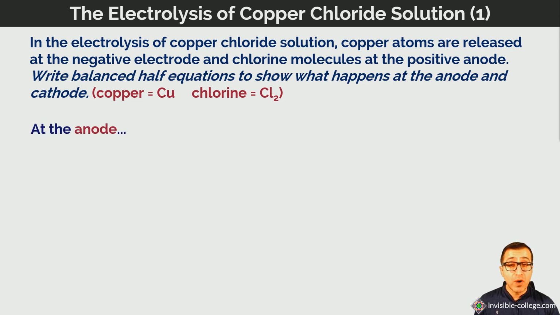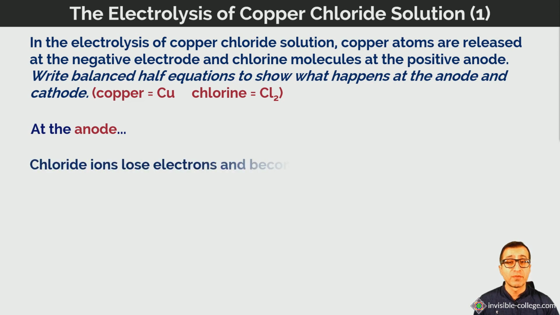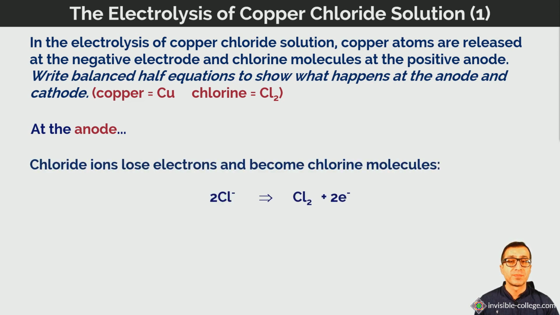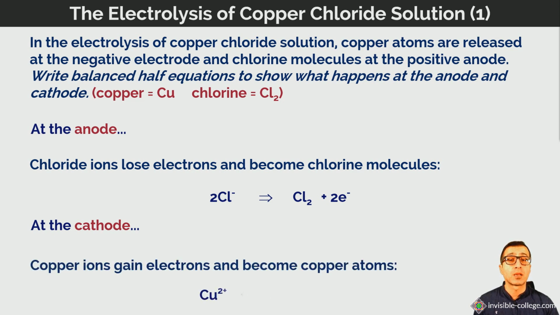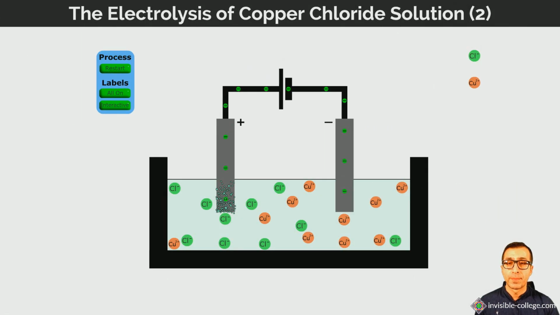So at the anode, the chloride ions lose electrons to become chlorine molecules. So this is something that we've seen before. It simply looks like this. At the cathode, the copper ions in the solution gain electrons and become copper atoms, which are laid down as a solid deposit of copper metal. So again, let's take a look at how we would visualize this using an animation here.